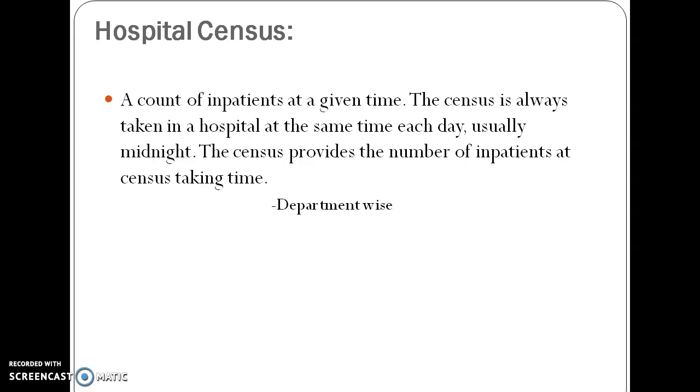So in that case, we take a particular given point of time. Mostly hospitals take it as 12 midnight to calculate the hospital census. So if today at midnight the hospital census was 130, then tomorrow again at 12 midnight they will see whether it's 120 or 130 or 170, whatever it is. So every day at midnight they calculate it.